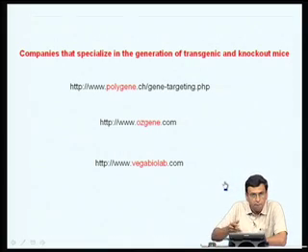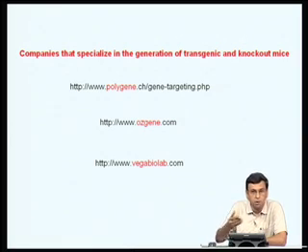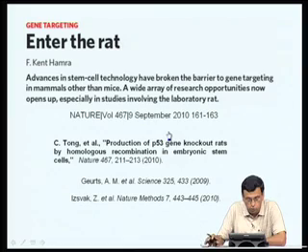There are now a number of companies which can generate transgenic or knockout mice. You just pay them, and they develop the transgenic mouse or knockout mouse for you. Polygene, Ozgene, Vega Biolab and so on and so forth.